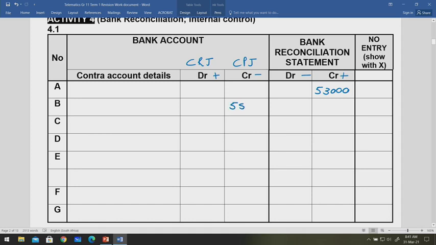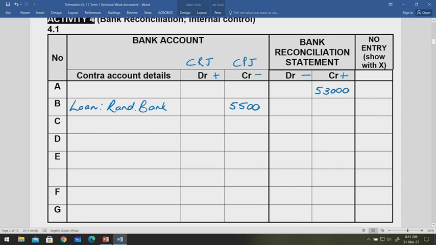We must credit because it's a stop order, our bank decreases. And the account that we will debit will be the loan at Rand Bank. Remember, we have to add the name of the bank for the correct presentation of that account name.